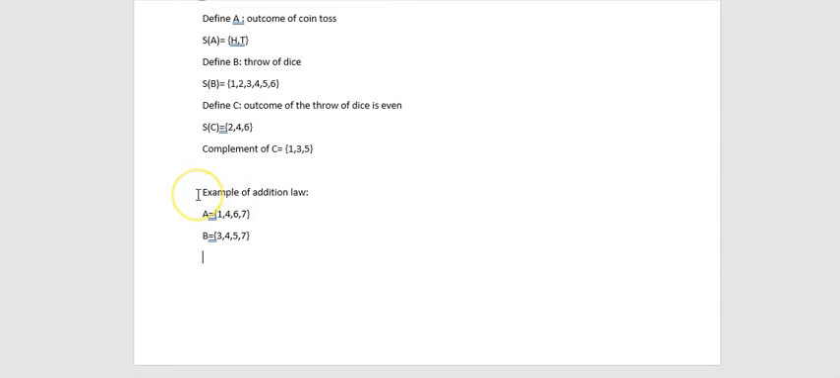Let's use this simple example to understand what the addition law means. So we're defining two new events. The first event is A, and the sample space for A is 1, 4, 6, and 7. These are all the possible outcomes for A, whereas the sample space for B is 3, 4, 5, and 7.